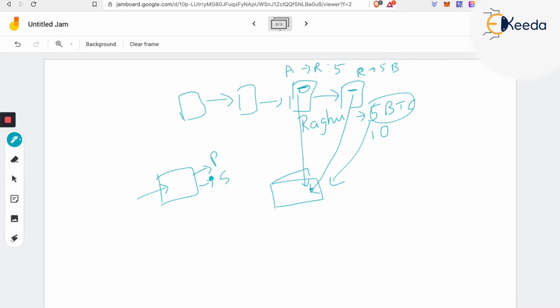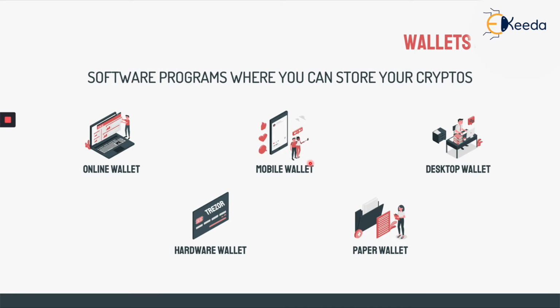Now, how this public key and private key are created and where they are stored, right? Where they are stored marks the difference between the different types of wallets here. One is the online wallet, mobile wallet, desktop wallet, hardware wallet, and paper wallet, right?